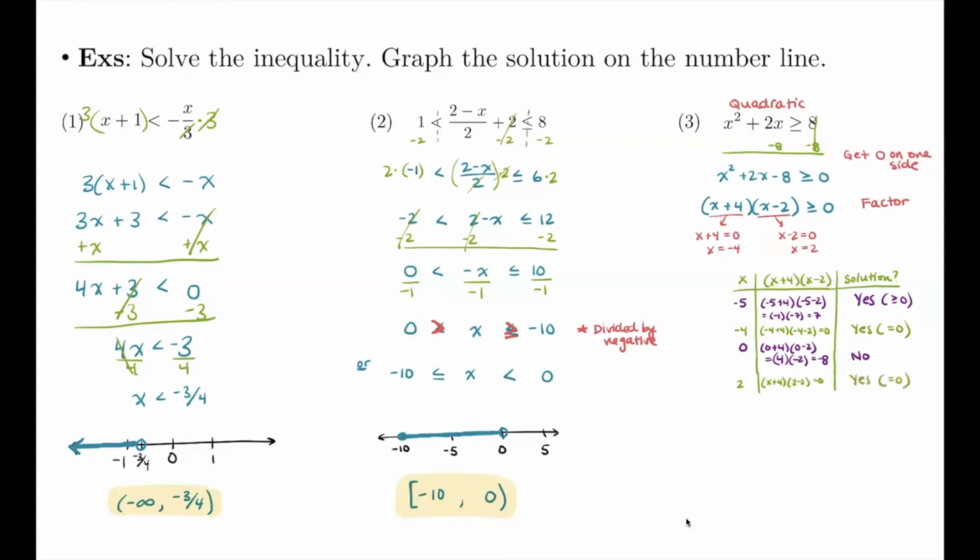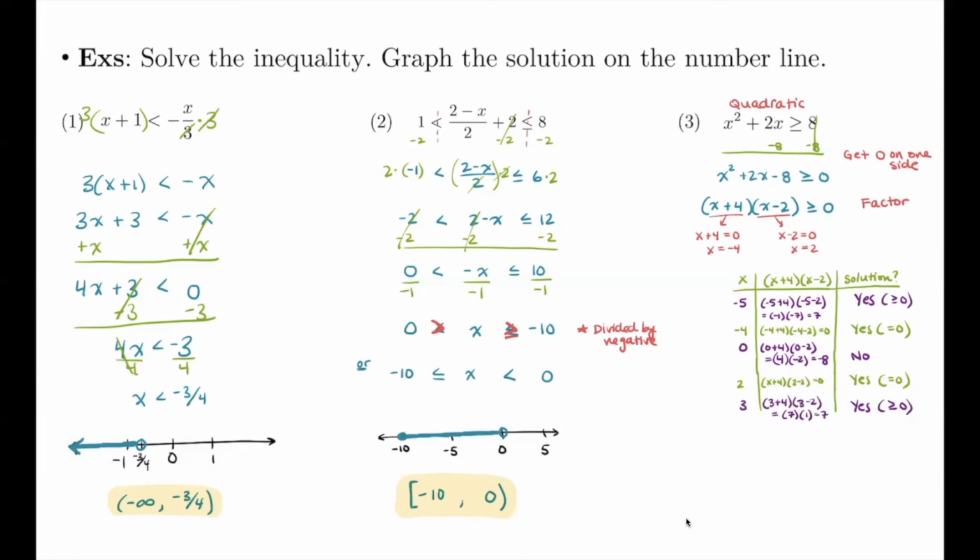We just need to pick another value that's bigger than 2. So how about 3? We're going to plug that into the inequality here. Okay, 3 plus 4 is 7. 3 minus 2 is 1. That is 7 when you multiply those, and that is actually greater than or equal to 0. Okay, this might seem like a lot of work, but it's not that bad. It's not that difficult. It's just maybe a little bit tedious.